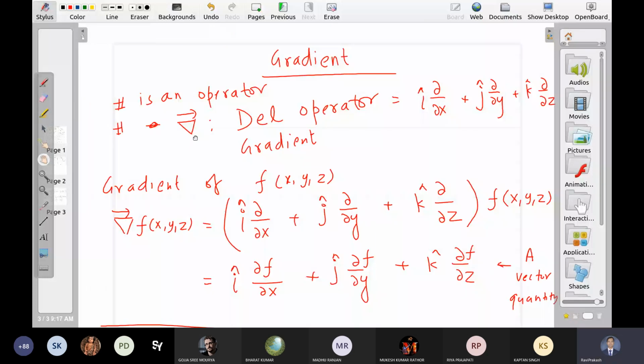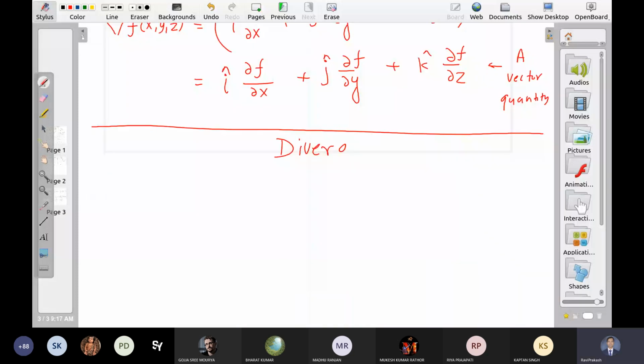What about divergence? So divergence is defined for a vector quantity, any vector function. And how do we write it? This is a vector. This is also a vector now. So what is function f? In the Cartesian system, it can be written something like this: some function of x, y, z times I cap, some function again of x, y, z times j cap.